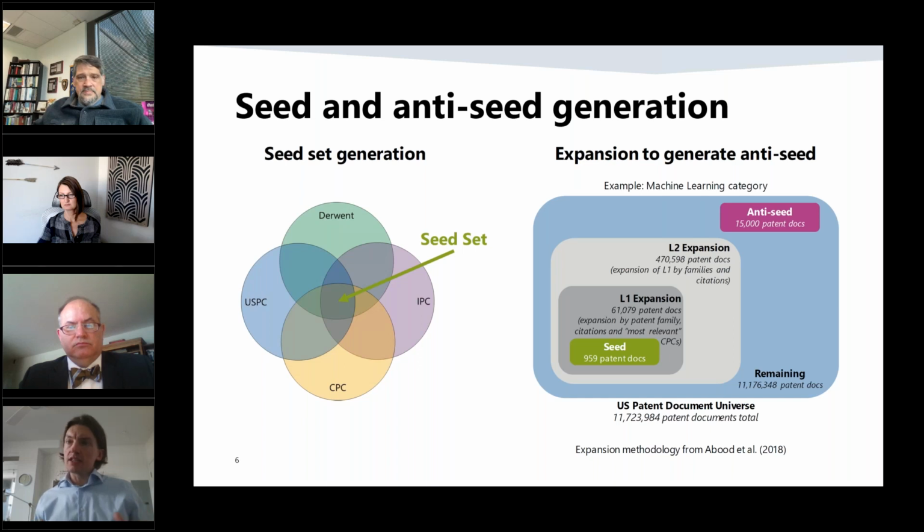So you do these expansions, and then you end up far away. Once you get far away enough, you randomly sample 15,000 patent documents to be the anti-seed set. The idea is that as you get really far away, you expect these to be documents that you don't think are in the technology of interest.